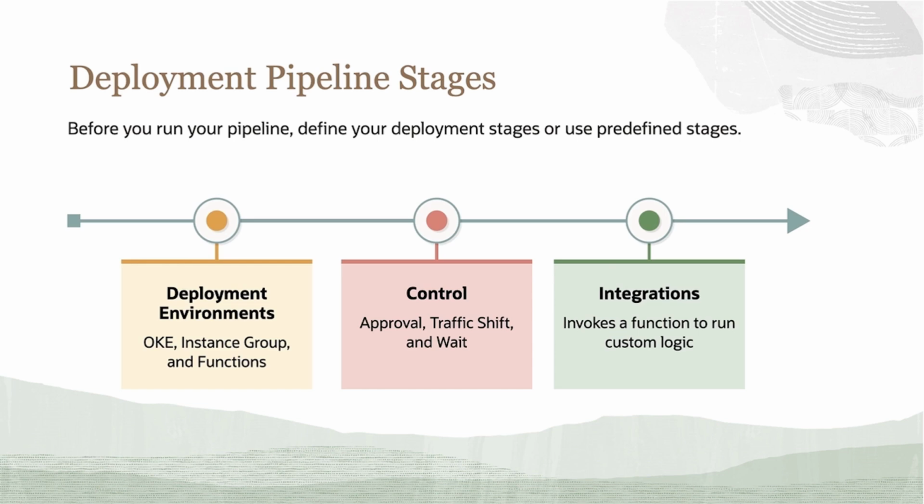Displayed on the screen are the three categories that the user can choose from while creating deployment pipeline stages. The user can choose the deployment environment stage to choose the target environment where they wish to deploy the software. Users can also select the control stage, which will help them manage the progress of their deployment pipeline stages. They can also select the integration stage, which will help them invoke a function to run some custom logic.